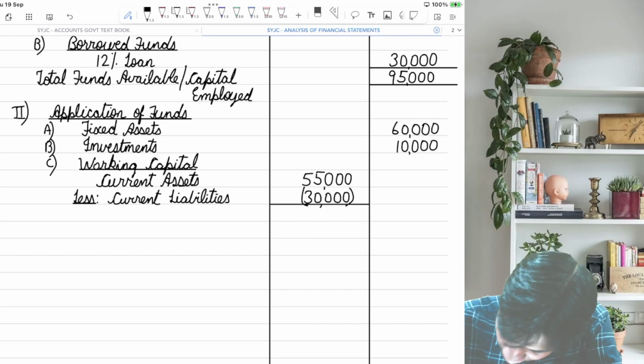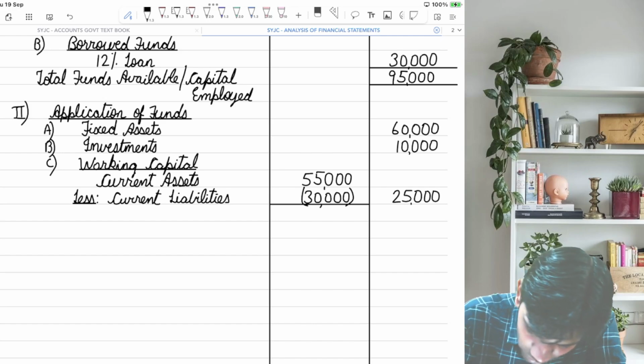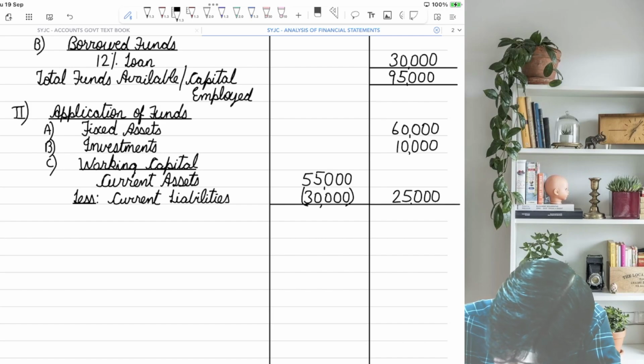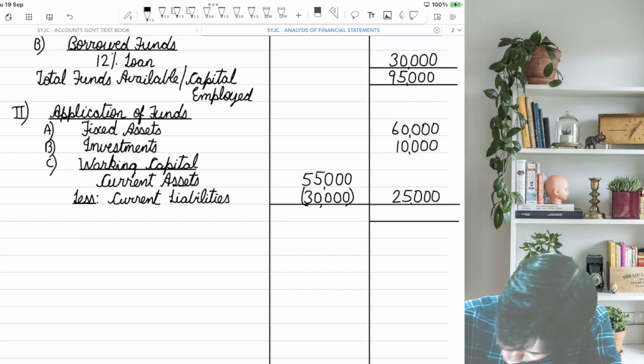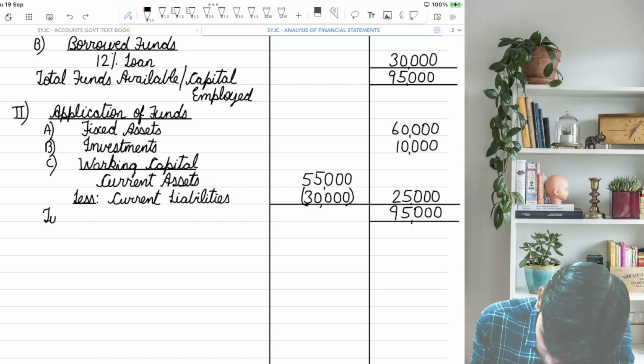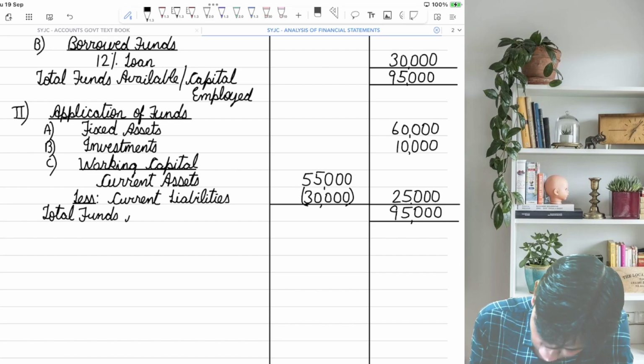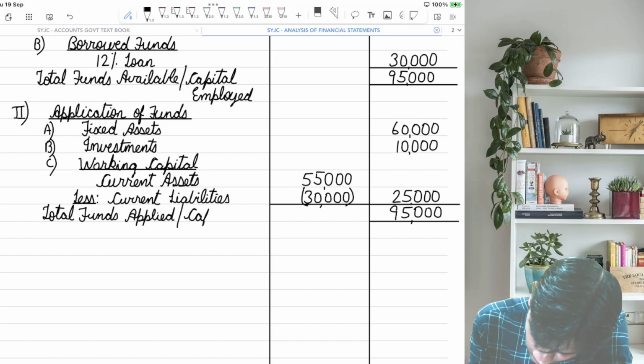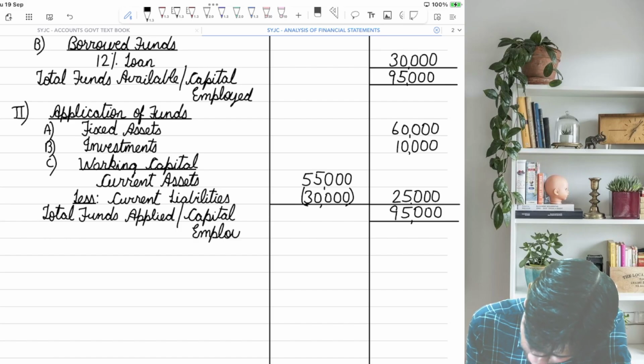After subtracting, 55 minus 30 will be 25, and the total of all three will be 95. So the grand total of this is 95,000. This is total funds applied, or you can say capital employed also. Both are correct. Both are correct.